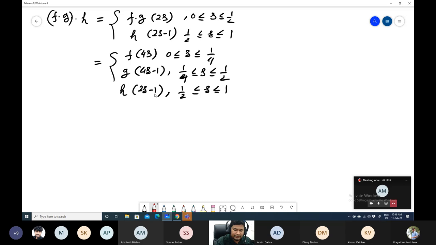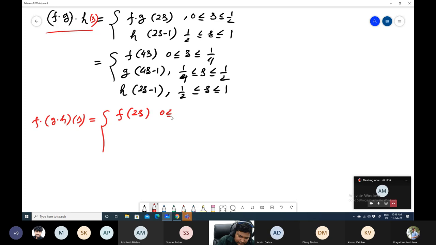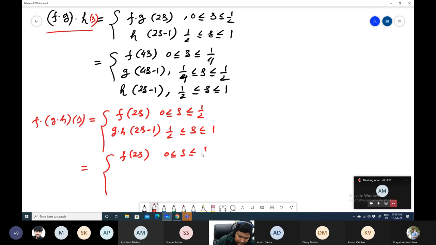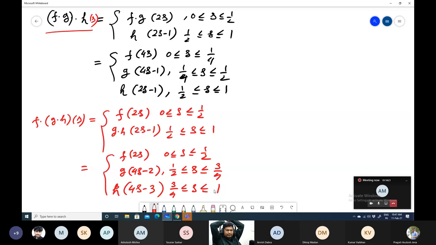Now similarly we define f·(g·h) in this way: f of 2s for 0 to half, and g·h at 2s minus 1 for half to 1. Now again we have f of 2s, g of 4s minus 2, and h of 4s minus 3. Okay, is that clear? Yes or no?